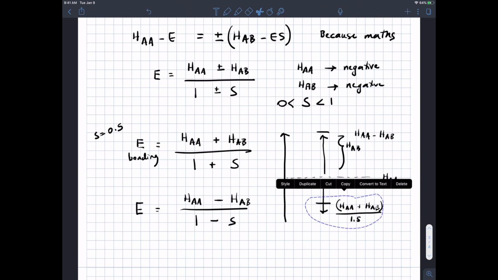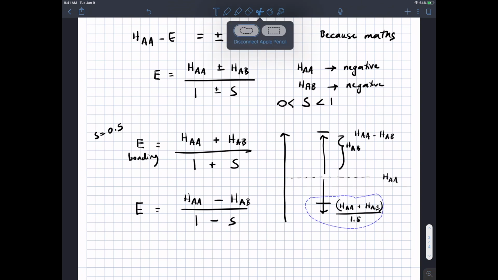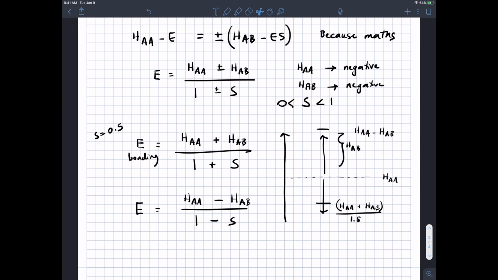On the other hand, what does that do up here? HAA minus HAB. If S was 0, we'd be destabilized by HAB. What if S is 0.5? Now we're dividing this number by a number less than 1. So now the energy of the new orbital should be this one times 2. Okay? So that would tend to make this orbital much higher in energy.